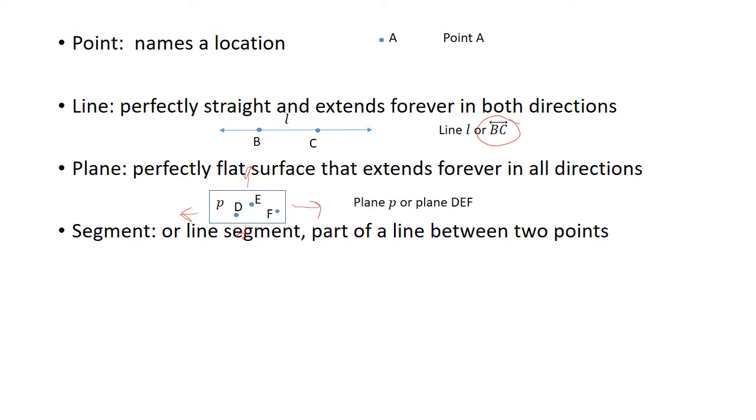A segment, or a line segment as it's also sometimes called, is going to be the part of the line that's strictly between 2 points. So a line extends on forever in either direction, while a line segment is ended with endpoints. So this would be a line segment. Oh, I don't know why that says plane P or plane DEF. Let me change that.